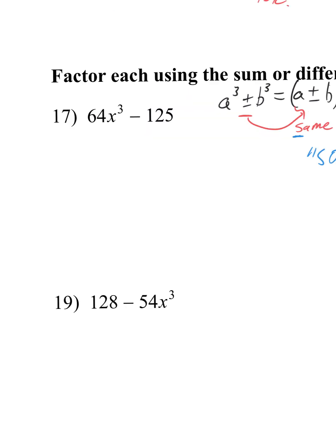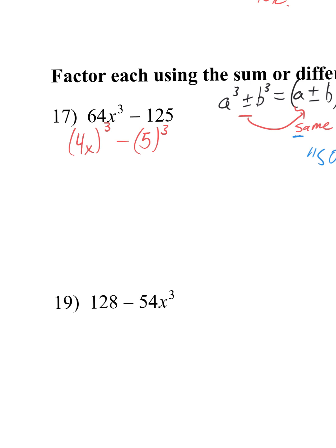Okay, so looking at number 17 here, again, we need to first identify these as being cubes. Once we understand that these numbers are cubes, it's a lot easier to fill in the formula. So let's start with this, 64x to the third. That's very simply 4 cubed, which makes 64. And 125 is 5 cubed. So I'm going to use 4x and 5 as my a and b in this problem. And I'll fill them into my formula and then simplify my final result.